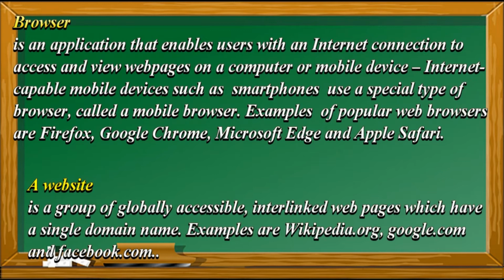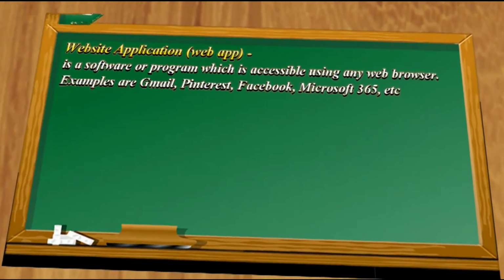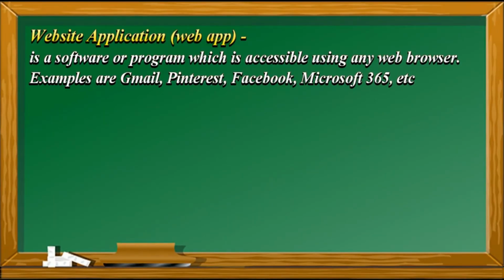A website is a group of globally accessible interlinked web pages which have a single domain name. Examples are wikipedia.org, google.com, and facebook.com. A web application is a software or program which is accessible using any browser. Examples are Gmail, Pinterest, Facebook, Microsoft 365, etc.